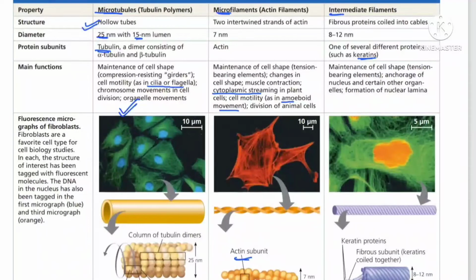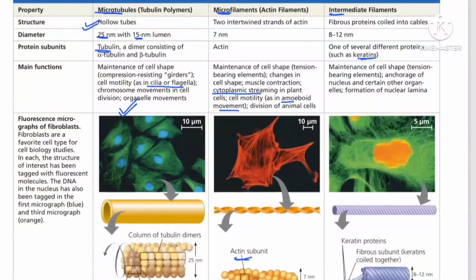Each actin is made up of G-actin. It's a polymer and it is made up of G-actin. It means microtubules and microfilaments can go for polymerization and they can go for depolymerization.